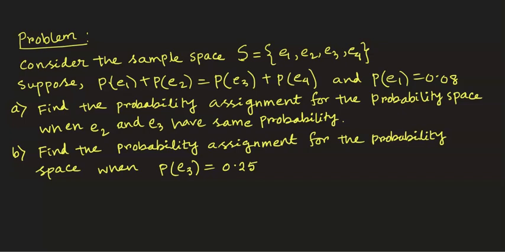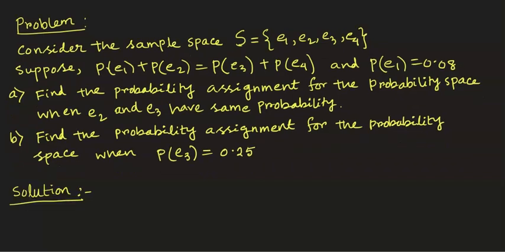Consider the sample space S consists of 4 events E1, E2, E3, E4. Suppose probability of E1 plus probability of E2 is equal to probability of E3 plus probability of E4 and probability of E1 is 0.08. Then we have to find the probability assignment for the probability space when E2 and E3 have same probability. And next, find the probability assignment for the probability space when probability of E3 is equal to 0.25. So let's start.